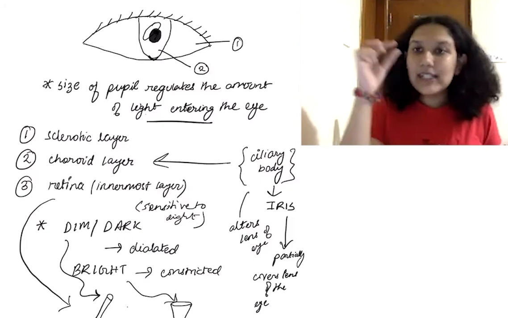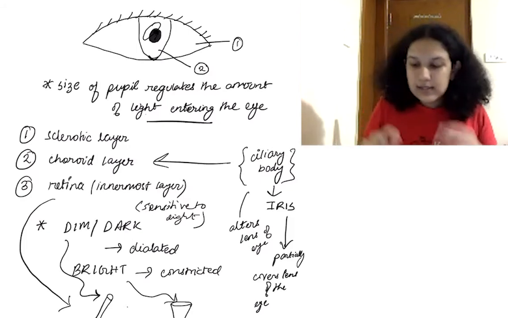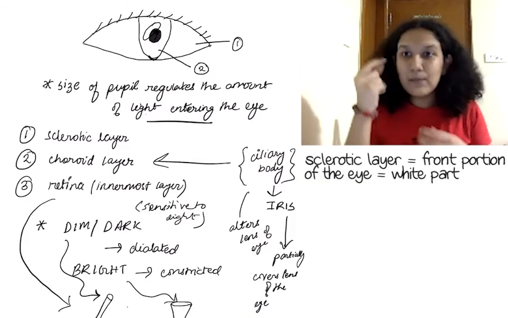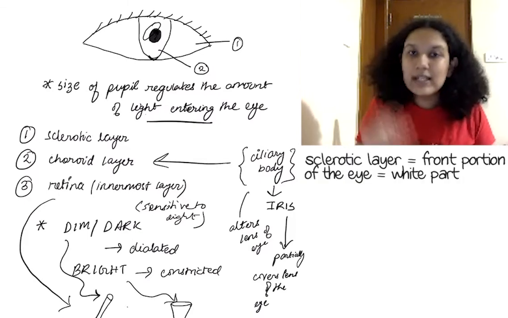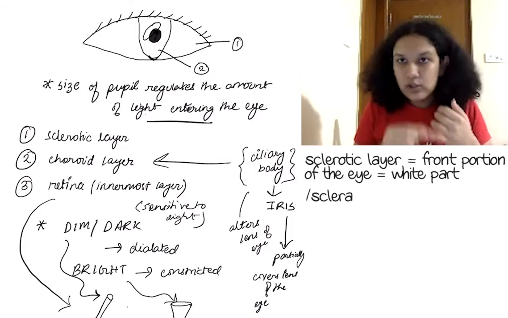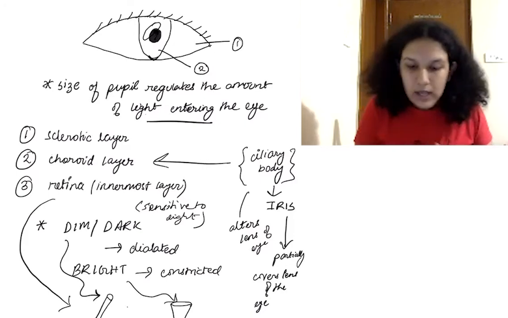Now, there are three layers of the eye. The first layer, I've marked that, is the sclerotic layer, which is the front portion of the eye. It's the major white portion of your eye. That's the sclerotic layer, also known as the sclera. And as I mentioned, it's white in color and it's made of fibrous tissues.